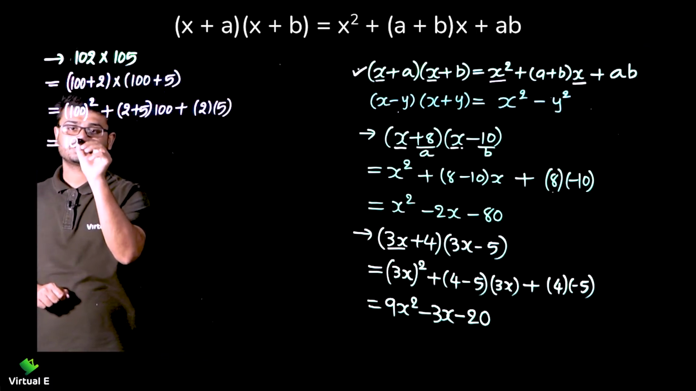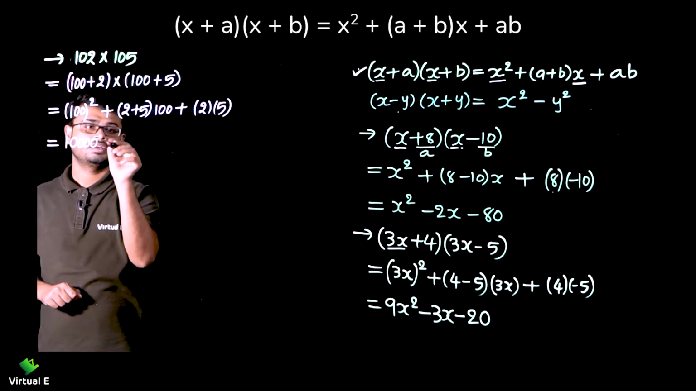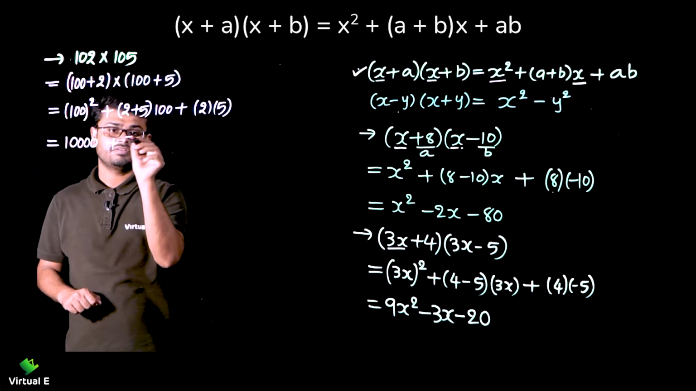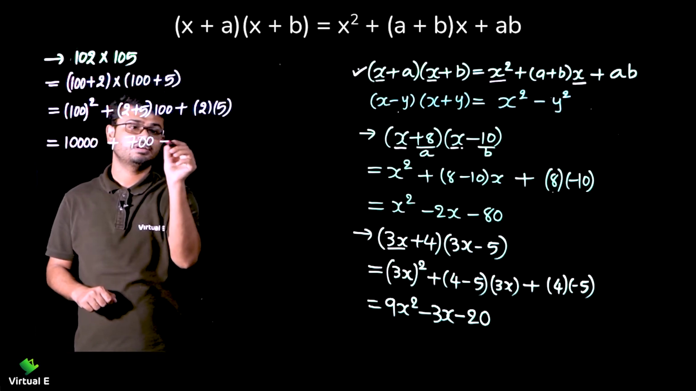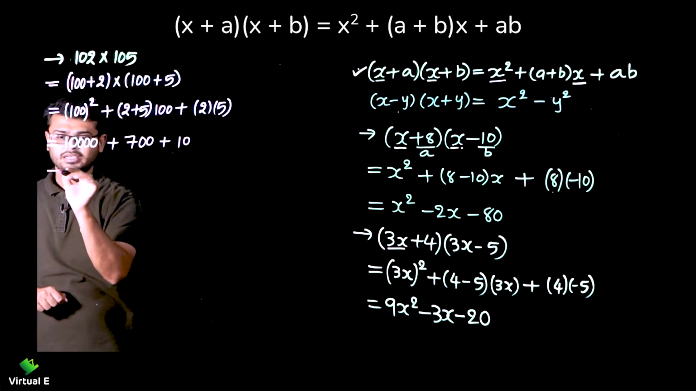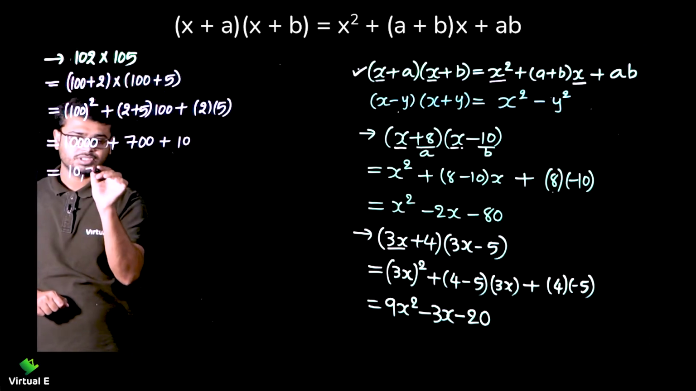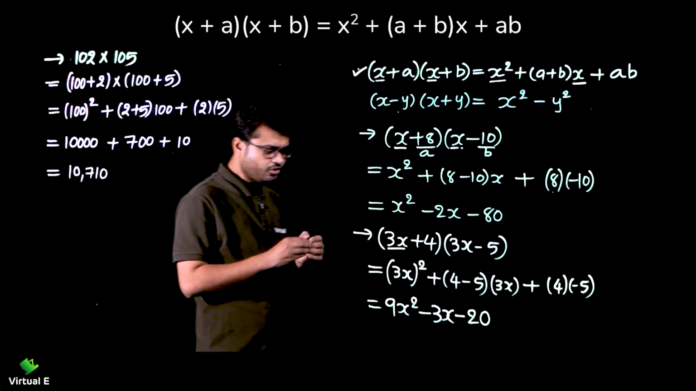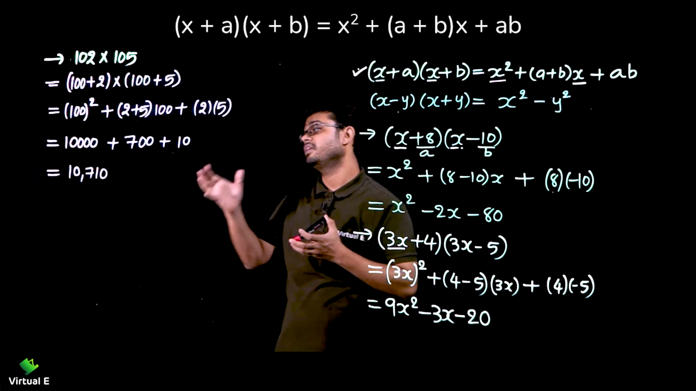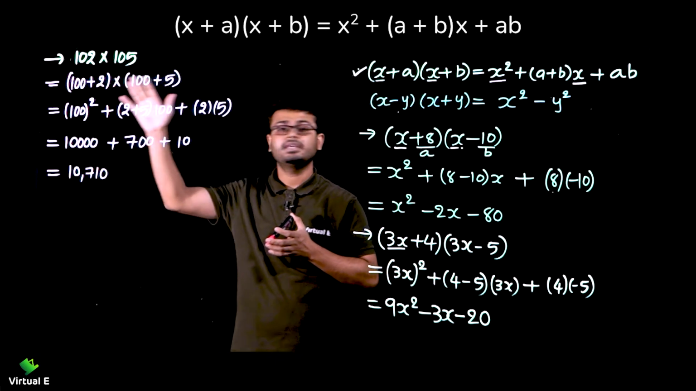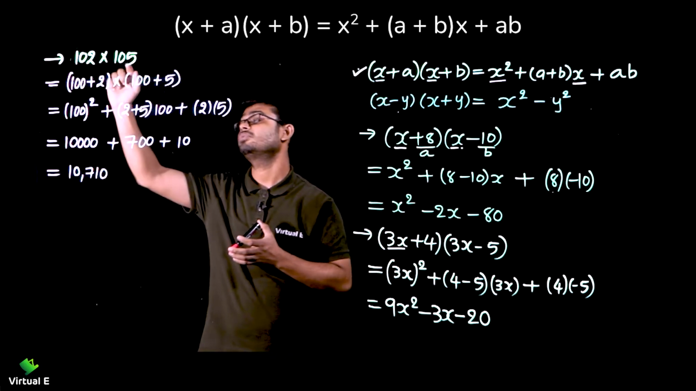Here 2 extra 0 will be there. Here 5 plus 2, that is 7 into 100, that will be 700, and plus here 10. So if we add it, we are going to get 10,710. Very simple. We did not multiply in the normal way. We did not get the very long answer as well, right? We applied the identity. Remember 102 and 105.